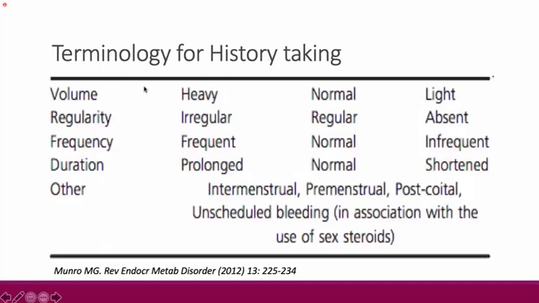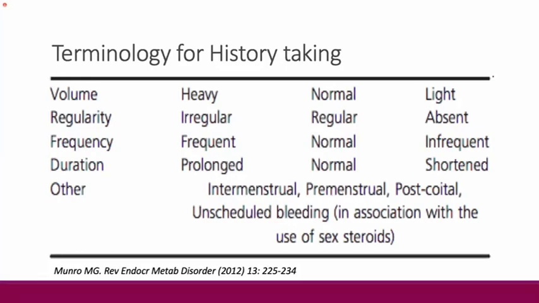Now we have very simple things. I told you there are 4 components: the volume, regularity, frequency, and duration. If somebody is coming with abnormal uterine bleeding, you try to figure out which of them has become abnormal. So is it volume? Is your period heavier? Are they normal, or have they become lighter? Regularity: do you have menstruation regularly, irregularly, or does it come more frequently, or has it not come for some time?